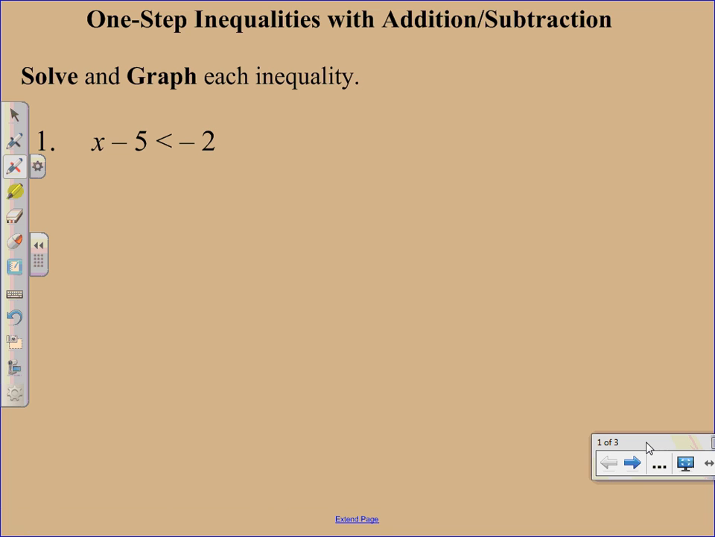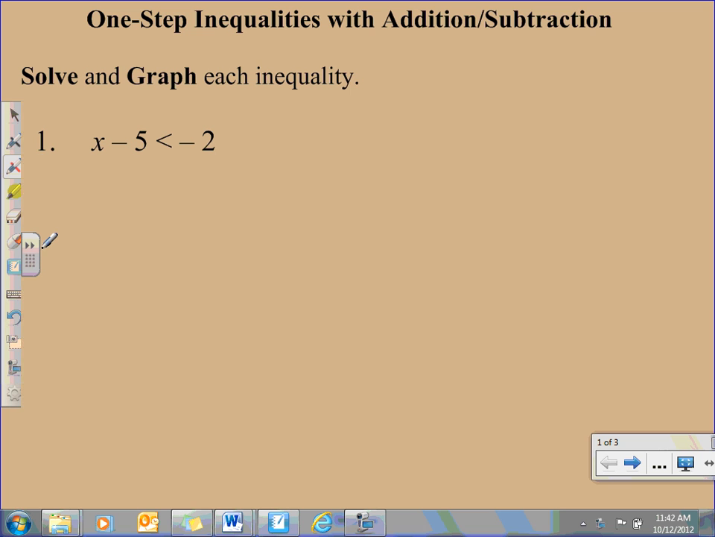We're going to just walk over how to solve a one-step inequality. It's very similar to equation solving. We are going to work through all of the same steps, except at the end, instead of an equal sign, we're going to have an inequality symbol, and then we'll also have to graph.